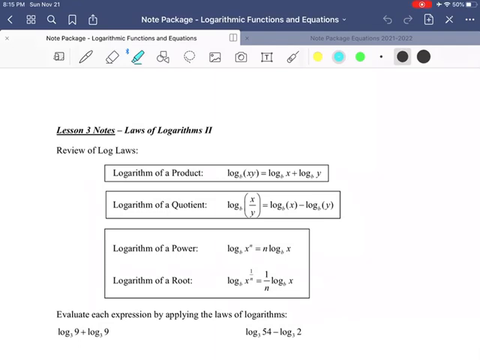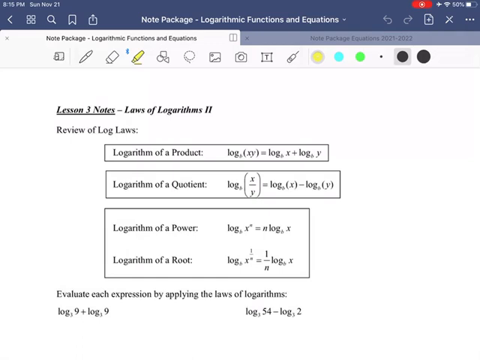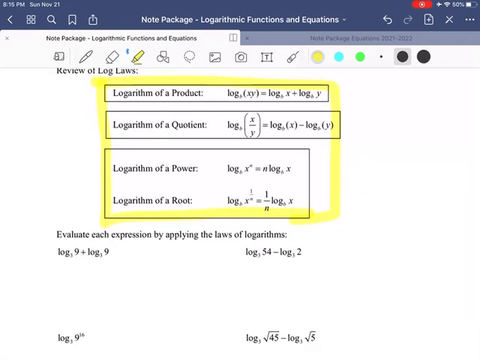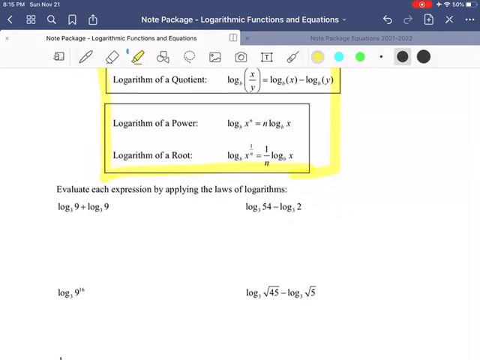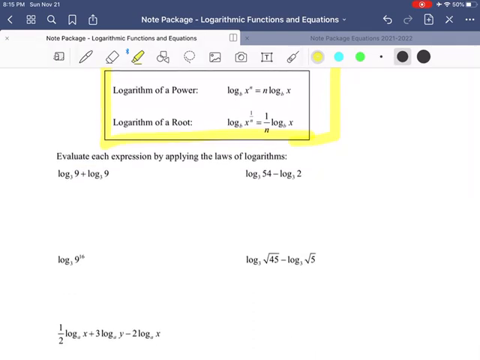Lesson 3, laws of logarithms. So the last lesson we went through, we discovered these laws of logarithms. And we're going to be using these to solve and simplify things. So evaluate each expression by applying the laws of logarithms.